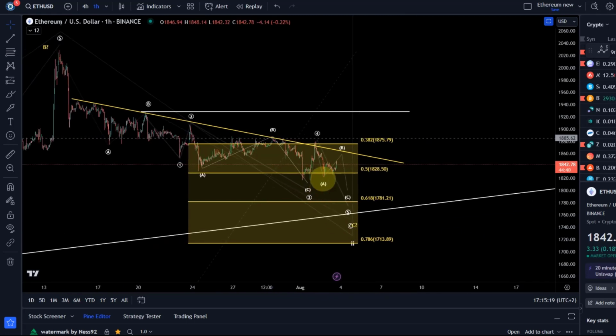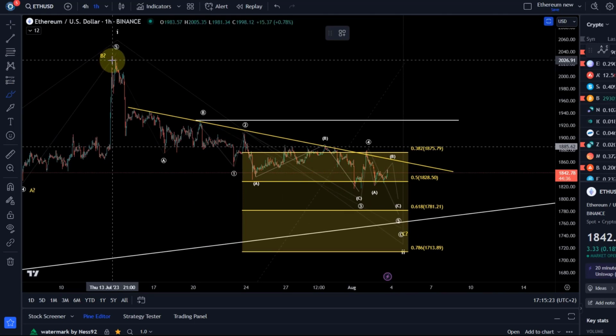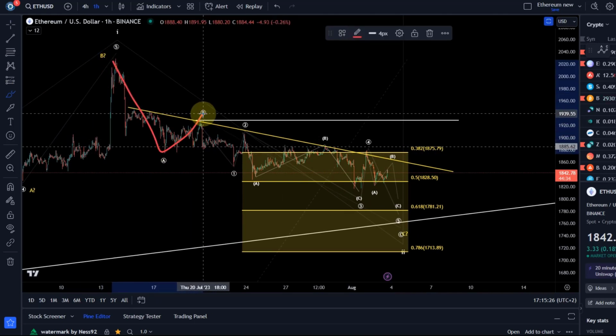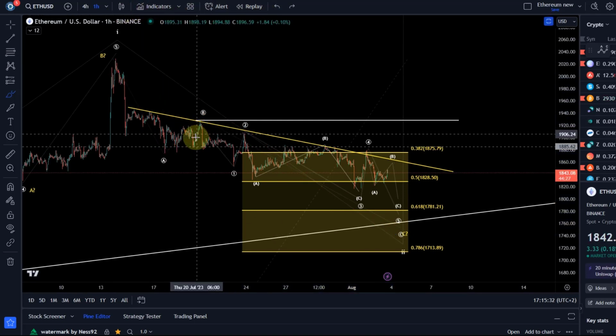So the idea is we are in the wave 2. You know the micro count, we talked about that. We talked about this ABC structure in previous videos. The idea is that we are in the C wave. The C wave is a 5-wave move. It is unfolding as an ending diagonal.